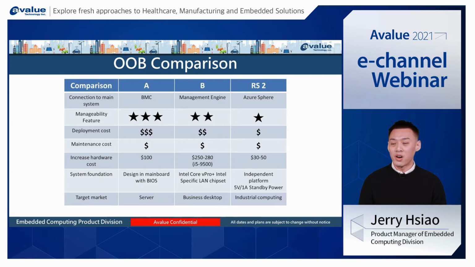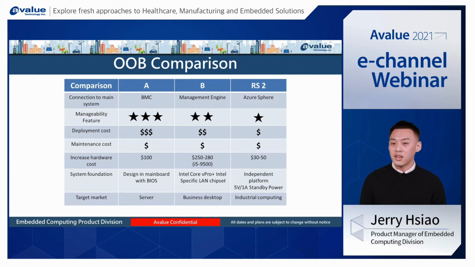Since RENITY Sentinel 2 sounds great, why should we choose our solution? Here we compare with other OOB solutions. First, IPMI is targeting the server level, so the extra cost is much higher. Besides, designing the motherboard in advance is needed as well. On the other hand, we are familiar with the Intel AMT solution. However, it focuses on Core i5 and above CPU levels, which means entry-level processors are not supported. Also, the cost is way higher. So we have a better solution, RENITY Sentinel 2.